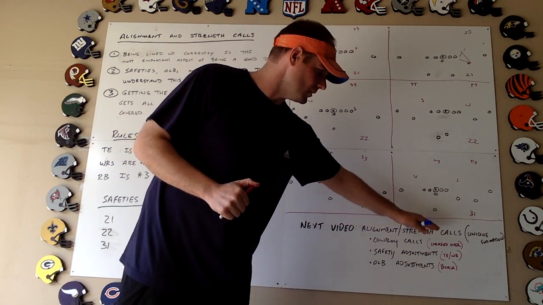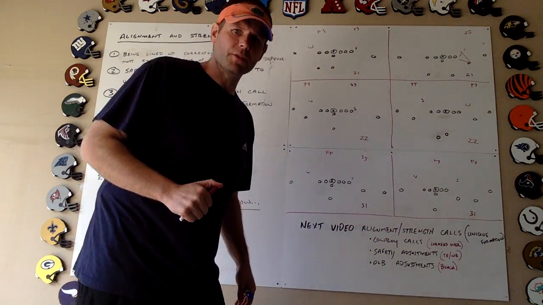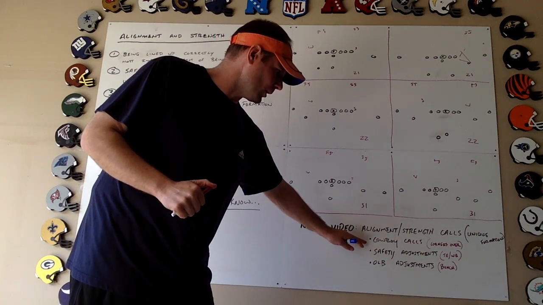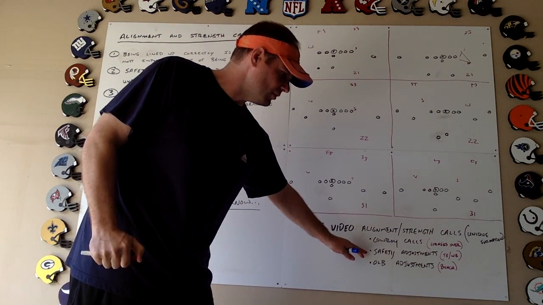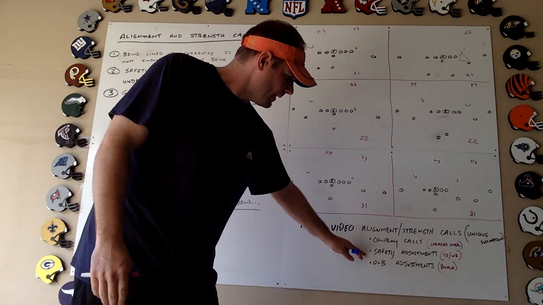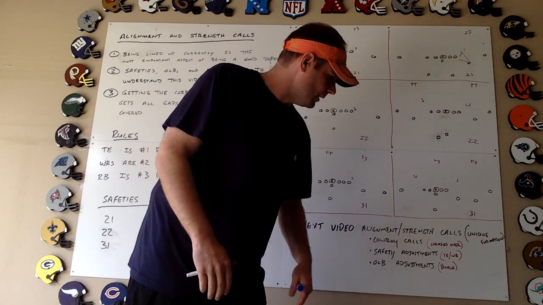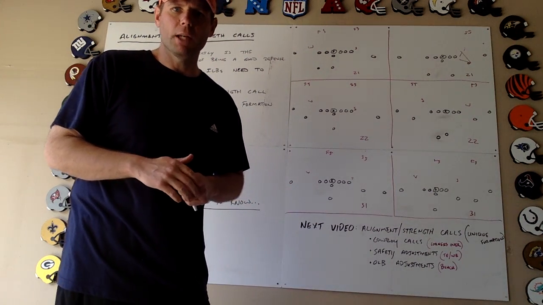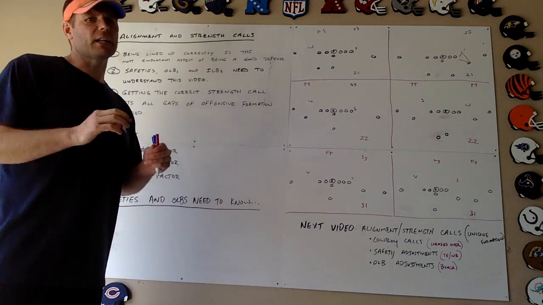Okay. Our next video, again, will continue with alignment and strength calls, but they'll be against unique formations. So you'll see our cowboy calls for our corners over, safety adjustments in tight end wingback scenarios, i.e. Mount Baker, and outside linebacker adjustments in lots of different formations.